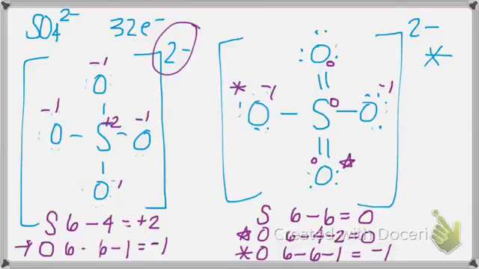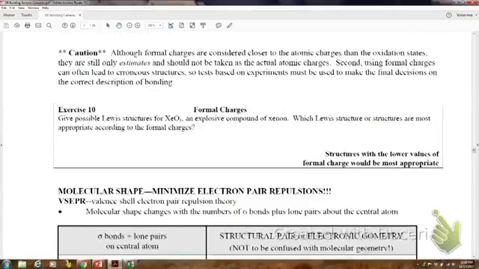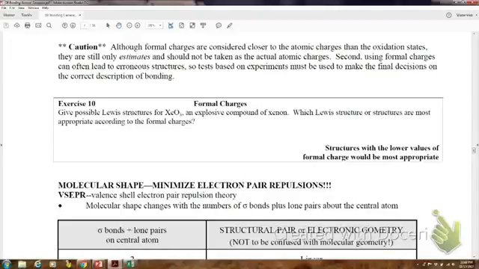So the next one for a formal charge, I'm going to let y'all do on your own, because it would take us a long time. So I'm going to challenge you with this one right here, exercise 10. I'm going to give you a hint though. You're going to do one with all single bonds. You're going to do one with 2 singles and a double. And then do one with 2 doubles and a single. And then I'm challenging you to tell me, based on formal charge, which one of those is the best structure.